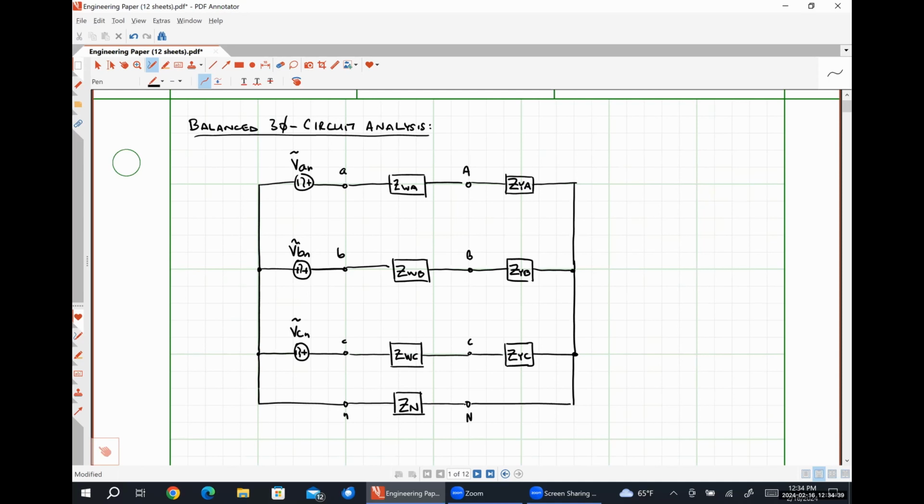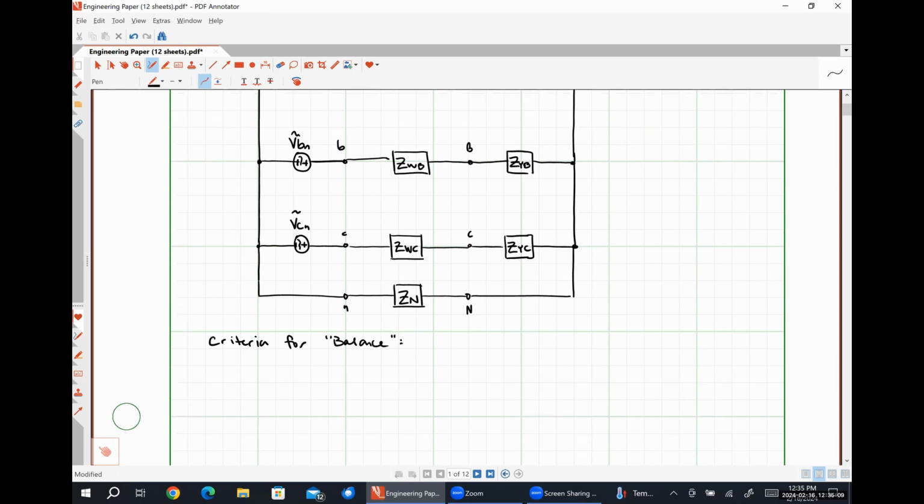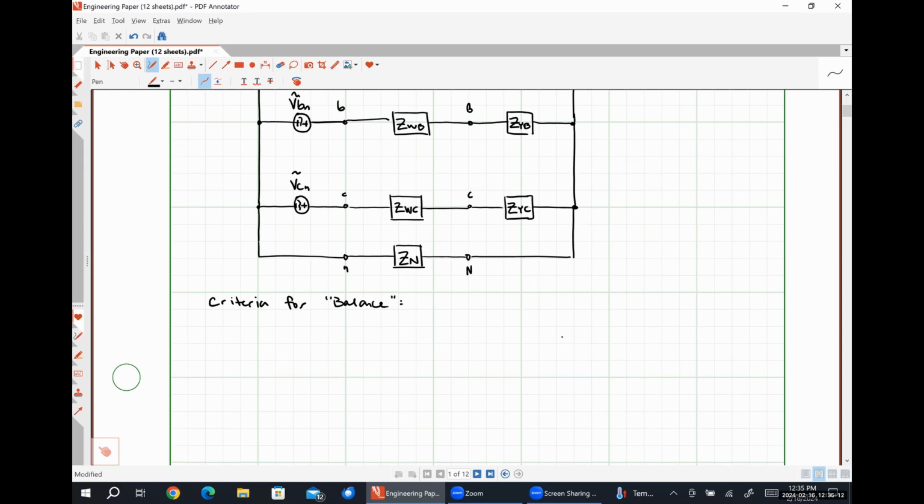All right, so here's my simple generic YY system. And the first thing that I want to discuss is under what criterion this system can be considered a balanced three-phase network, okay? So let me write down here. Criteria for balance. So we're going to start on the source side of things, okay?